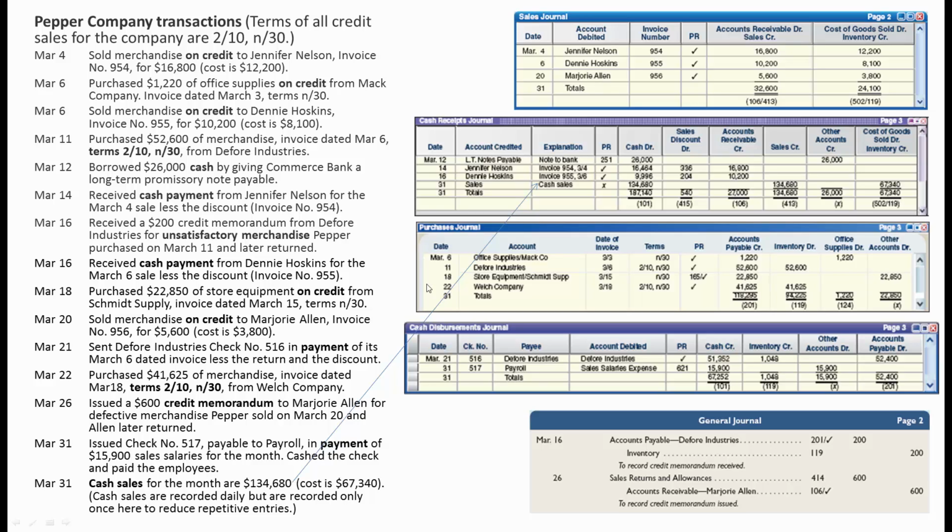And of course, since it's a receipt of cash, it's going to go into our cash receipts journal. So this would be our cash sales. This would be the amount of cash we're debiting, the amount of sales we're crediting, and then this is our cost of goods sold and inventory amounts.